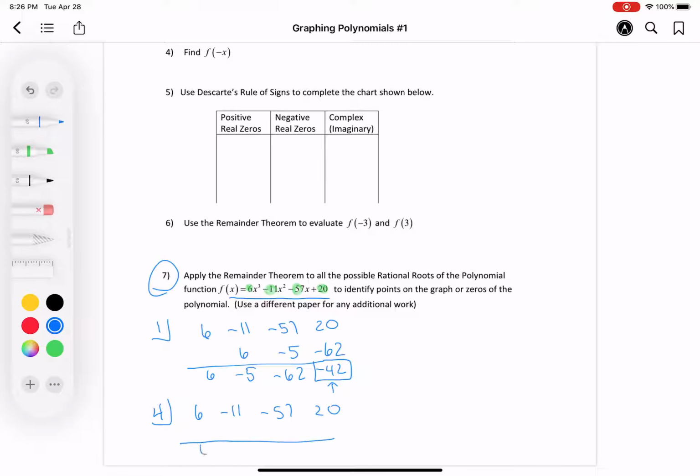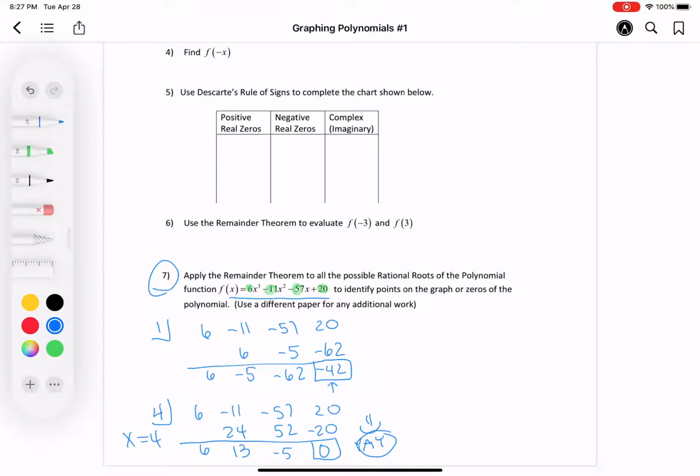So let's do this. Bring down the 6. 6 times 4 is 24. 24 and -11 when you add them is 13. 13 times 4 is 52. 52 and -57 is -5. -5 and 4 is -20. So when I add those two, it gives me a 0. So that means this is a root. x equals 4 is a root.